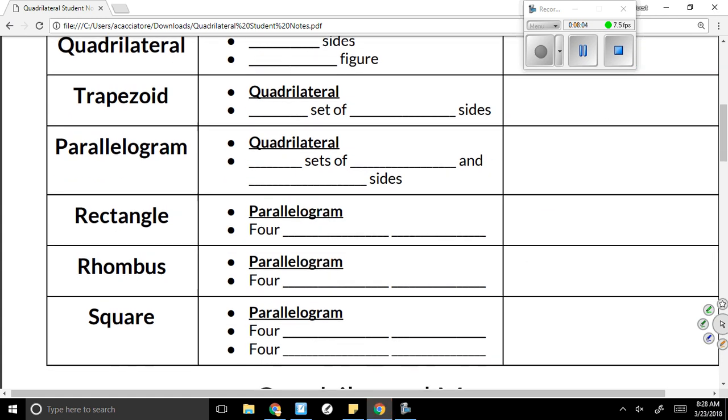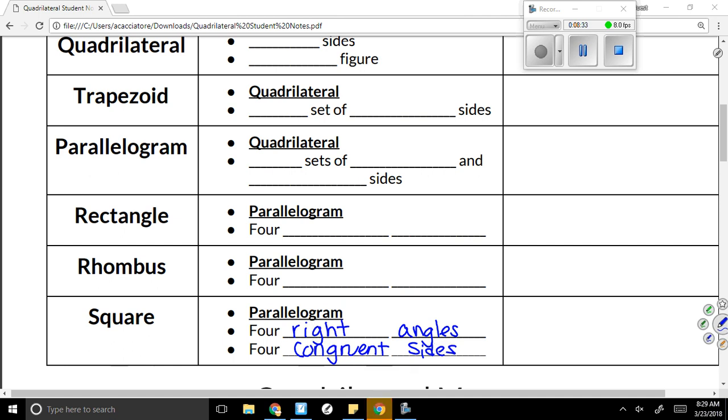All right, looking at the square, this is the most specific type of quadrilateral that we talk about. It is also a type of parallelogram, but it is related to the rectangle because it has 4 right angles, just like the rectangle does. But it also has 4 congruent sides, just like the rhombus.